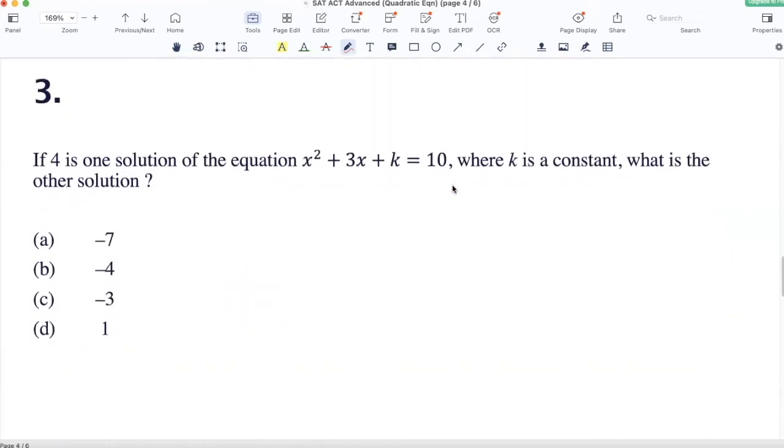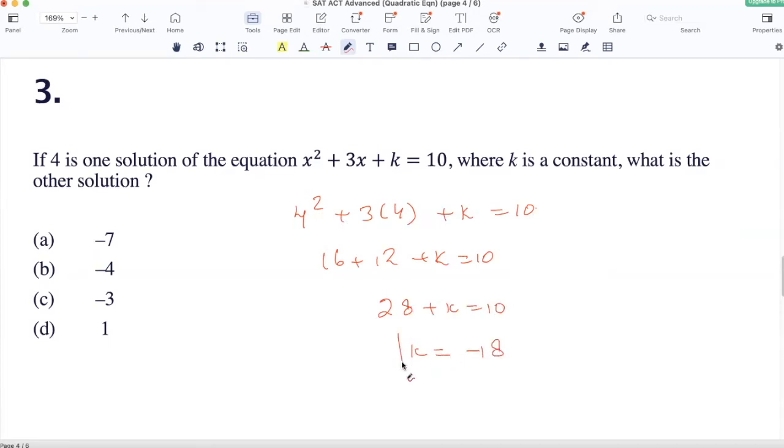If 4 is one solution of the equation x squared plus 3x plus k equal to 10, where k is a constant, what is the other solution? Okay, so let's first find the value of k by plugging 4 into this equation. So 4 squared plus 3 times 4 plus k is 10. So 16 plus 12 plus k is 10. So 28 plus k is 10. So k is minus 18.